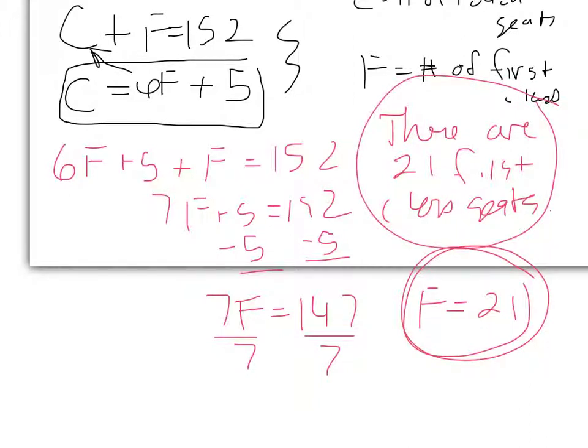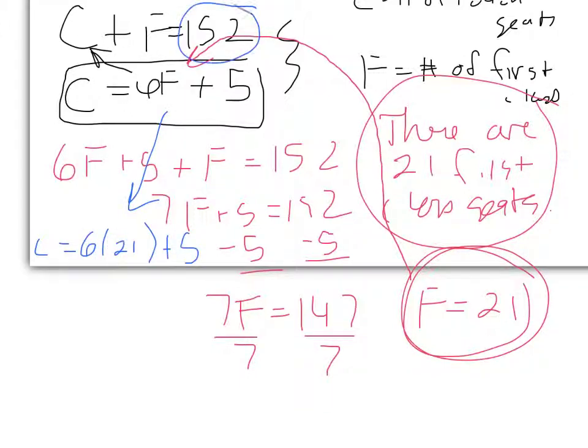We need to know how many coach seats there are. So what we can do is plug this in for our F in this equation right here and solve for the C. That's the number of coach seats. So plugging that in, C equals 6 times 21 plus 5. Or we can note that there's 152 total seats and take the 21 away from that. Either way, we're going to get the same answer.